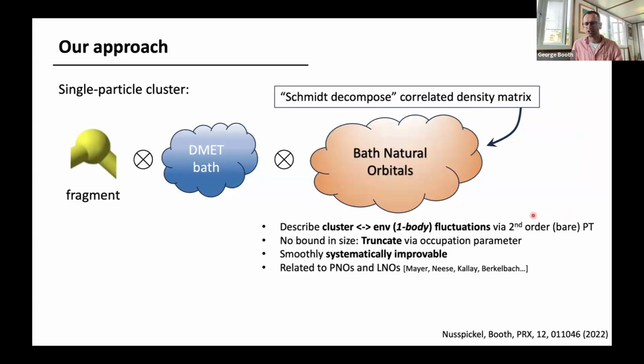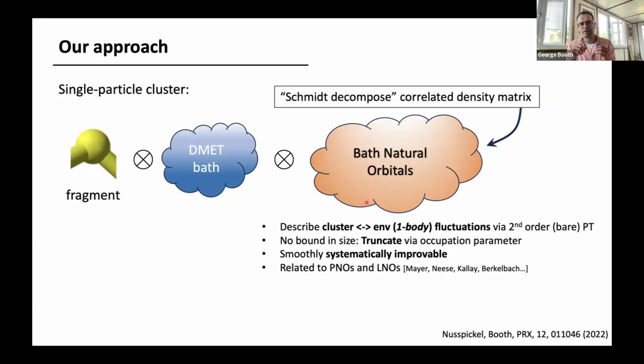And the simplest one that we can start with is just to think about the second order perturbation theory diagrams, which would describe the quantum fluctuations at that level from the fragment into the environment, right? So we can consider those local diagrams, and we can construct again a bath space in order to reproduce those fluctuations. Now, it doesn't quite reproduce those fluctuations, because what we do is we still take the correlated contributions to the one-body density matrix. So ultimately, we're still decomposing a one-body density matrix.